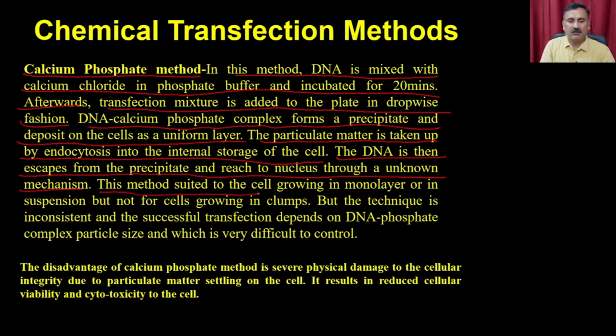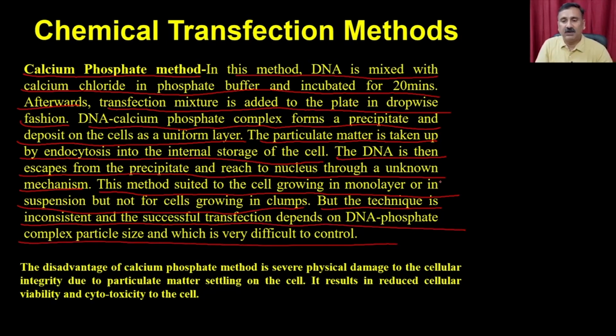This method suits cells growing in a monolayer or in a suspension, but not cells growing in clumps. But the technique is inconsistent, and successful transfection depends on the DNA phosphate complex particle size, which is very difficult to control.